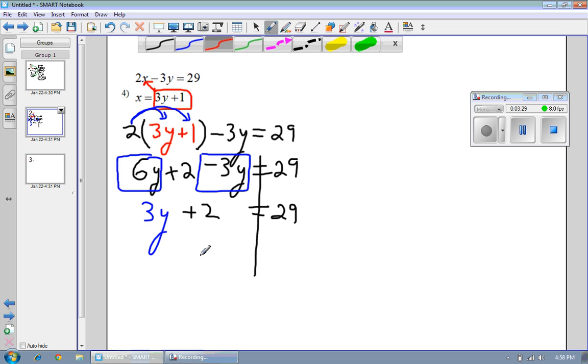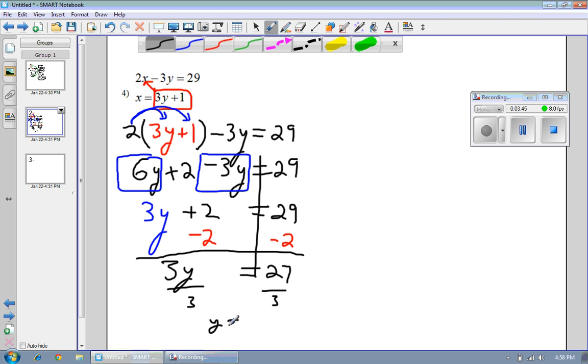Okay, it's a classic two-step equation, our favorite thing. We're going to go minus 2 to both sides. We'll be left with 3y is equal to 27. And then we divide both sides by 3. We've got our answer of 9. y is equal to 9. So what are we going to do with that y is equal to 9? Well, that means you can take that 9 and put it anywhere that you see the letter y. So you have options here. You have two equations, but there's usually one that's a little easier to work with. How about we take this one that's already solved for x?